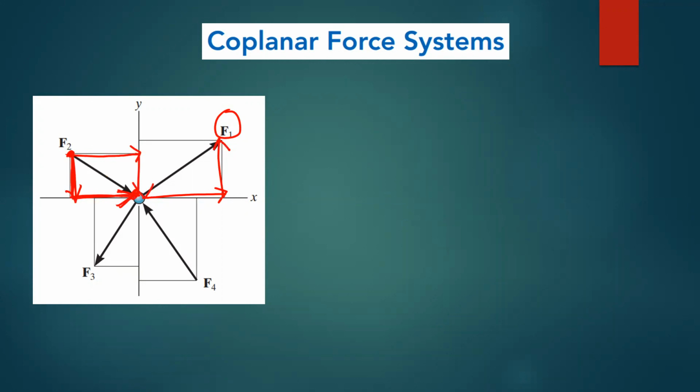So what's the definition of coplanar force system again? Yeah, the coplanar force system, these are just forces that are on the same plane, in short. We have the XY plane here, and then we have different forces on the same plane. I think that's the simplest definition.